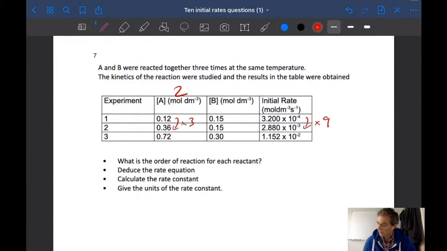And the experiments I've used to get B, I've used 1 and 3. You don't have to use them, you could use 2 and 3 if you wanted. I'm going to go for 1 and 3.